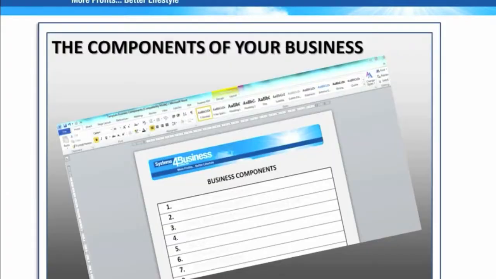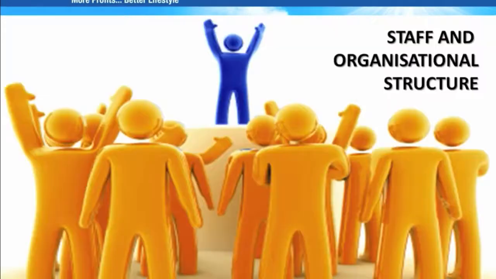You'll recall that in the last video we built the list of business components that your business needs to operate. Now let's go to the next level of detail and work with one of the business components in particular. Once you understand how this process works, you can apply it to the other components in the next few days until you have the complete model built. For this segment we're going to work on the component of staff and organizational structure.